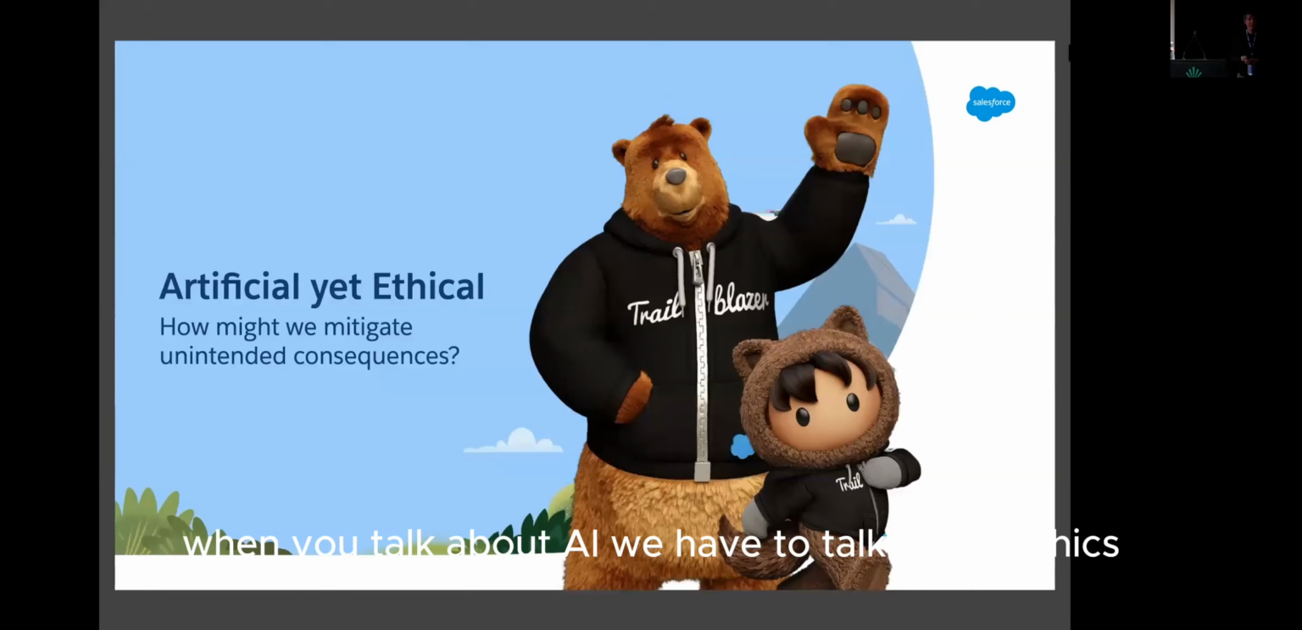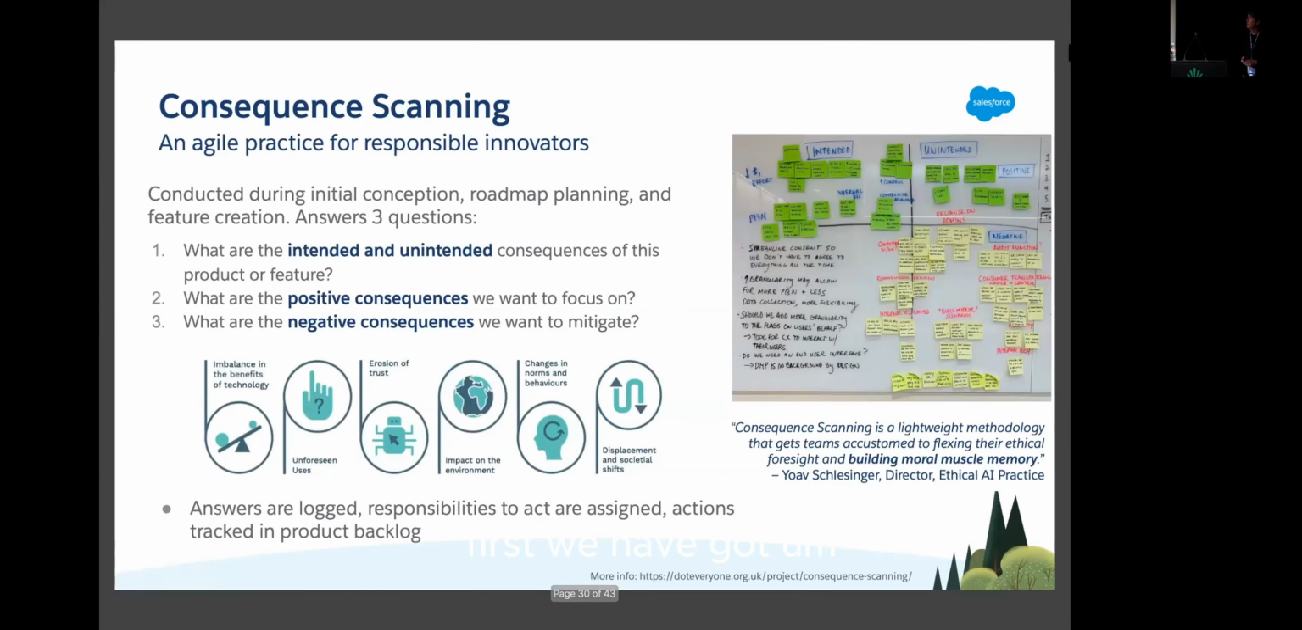When we talk about AI, we have to talk about ethics, right? So we want to make sure that we are building artificial technology which is aligned with our ethical values. At Salesforce, we are using a workshop put together by .everyone, a company in the UK, called consequence scanning. It's a really cool exercise. What you do is you try to answer 3 questions.